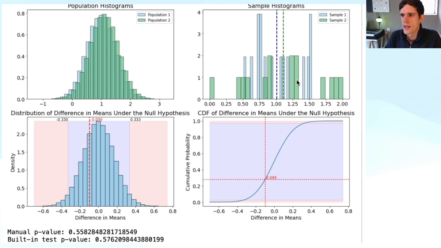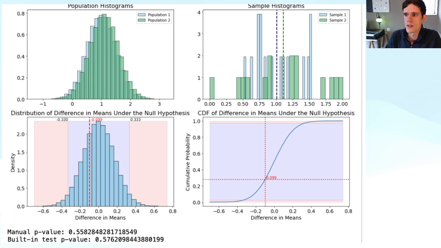So then we look at our p-value. We see that this difference in sample means, which is minus 0.099, falls within the bulk of this distribution, meaning that based on this difference of minus 0.099, we cannot conclude that there is a difference in means of the underlying populations. And therefore, the p-value, which is roughly 0.55, leads us to the wrong conclusion.